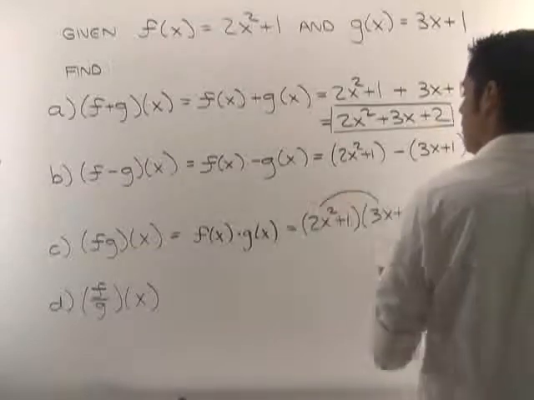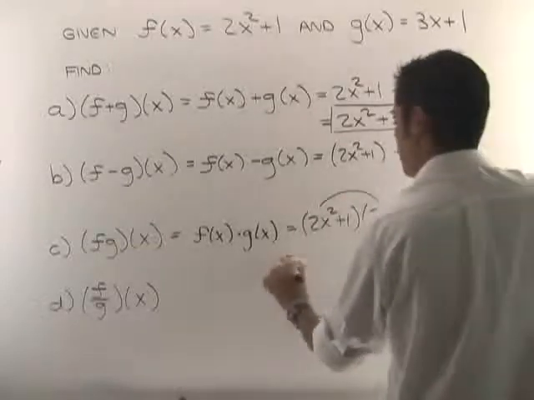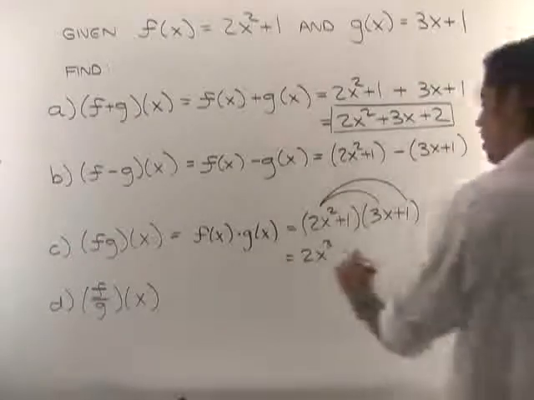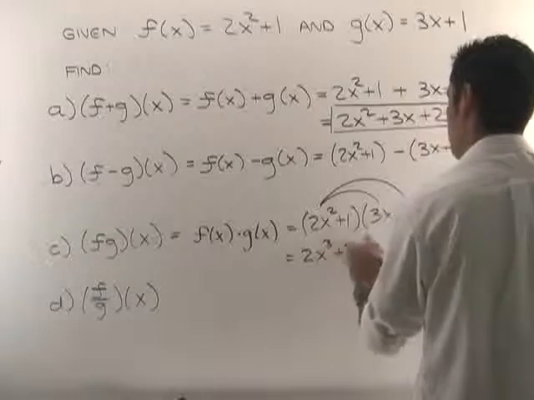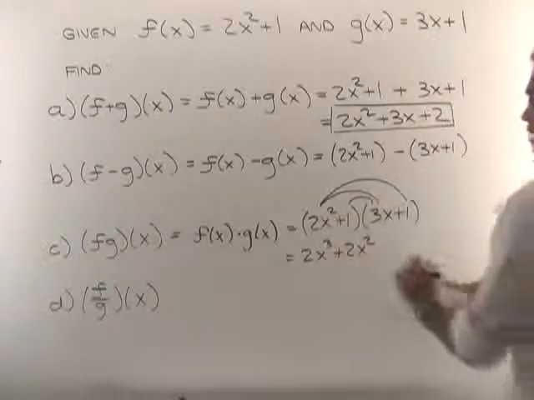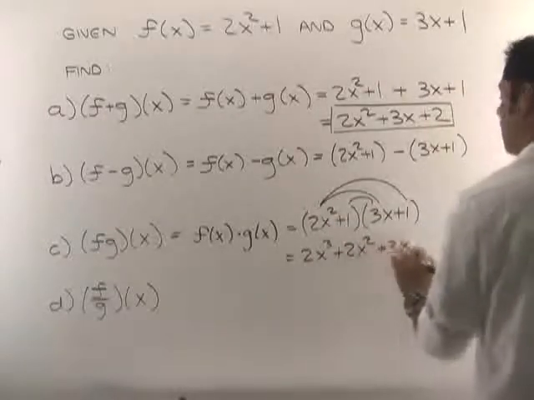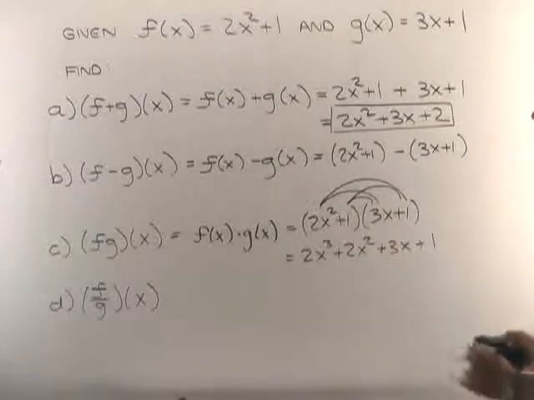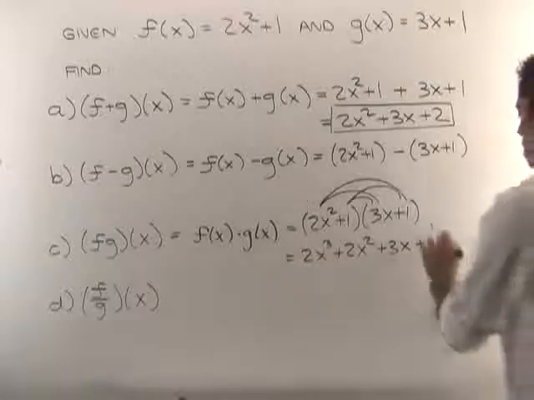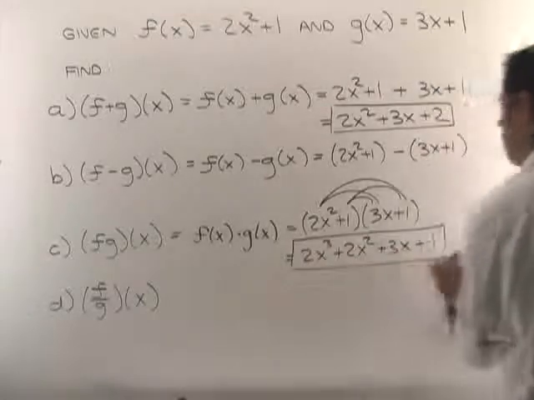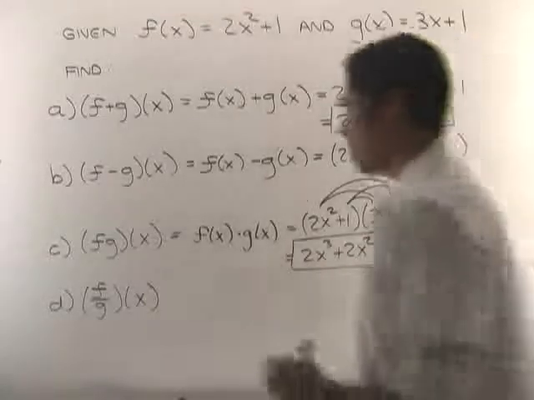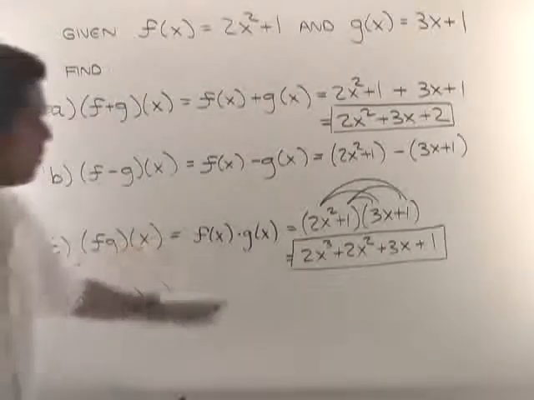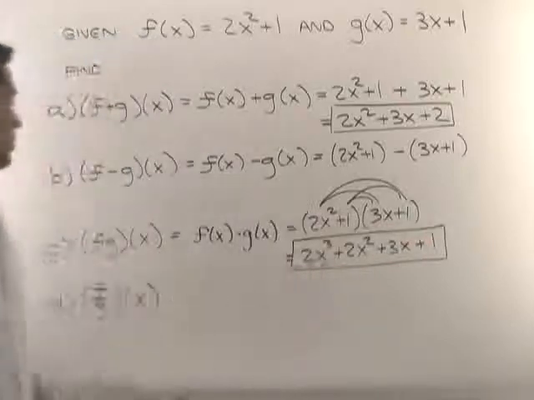So here we go, 2x squared times 3x, which gives us 2x cubed. Then we do 2x squared times 1, which gives us just plus 2x squared. We do 1 times 3x, which just gives us 3x. And then we do 1 times 1, which gives us 1. Now we collect like terms, but notice there are no like terms, so we are done. Okay, if we wanted to plug in a value, like if we wanted f times g of, let's say, 5, we just plug 5 into that and we would get our result.